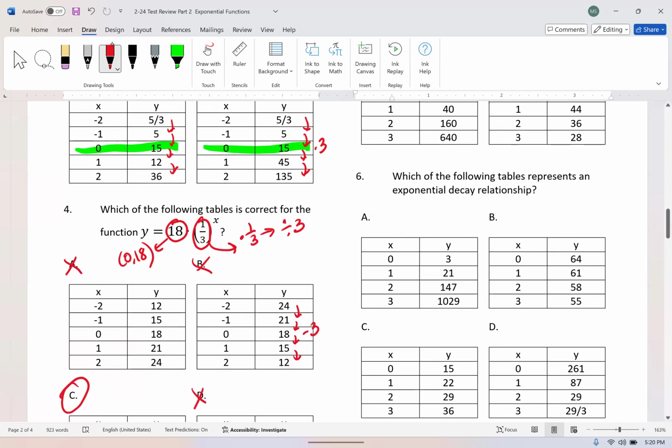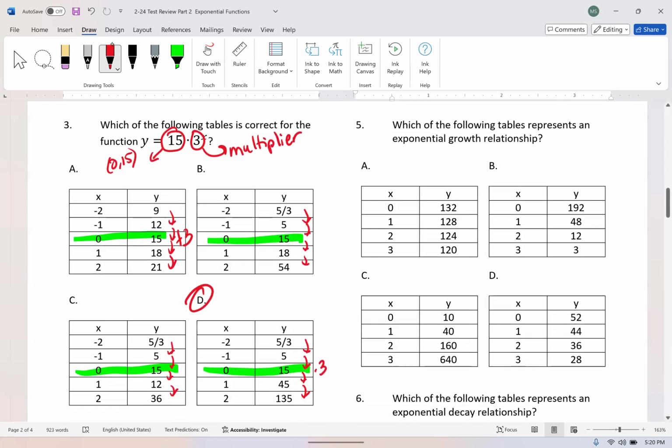All right, let's look at number 5. It says which of the following tables represents an exponential growth relationship? So we have exponential and growth. So growth meaning it's going to go up. So it can't be A and it can't be D. So it's E, and it looks like it cannot even be B. They're all going down except for C.